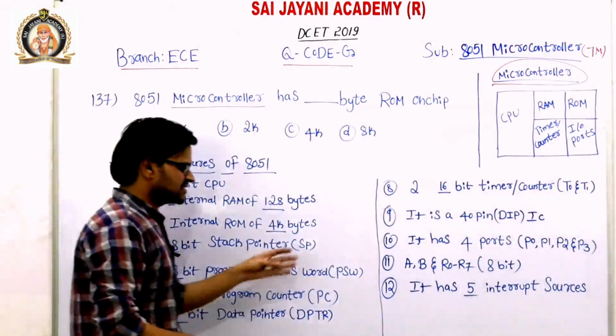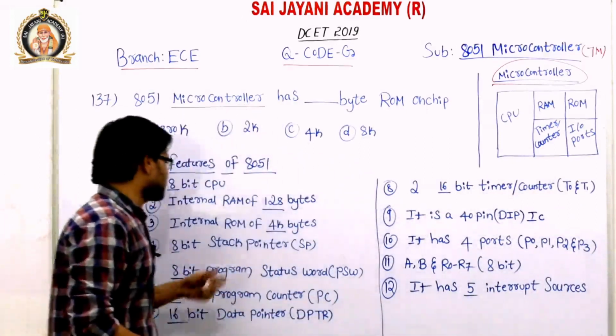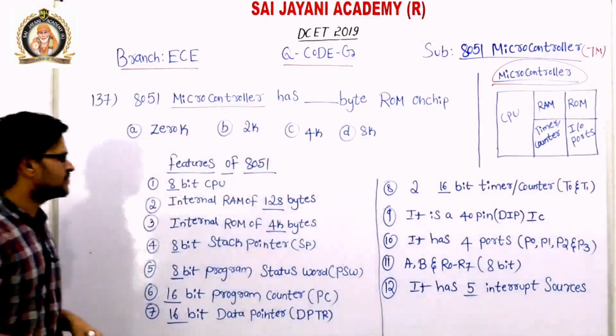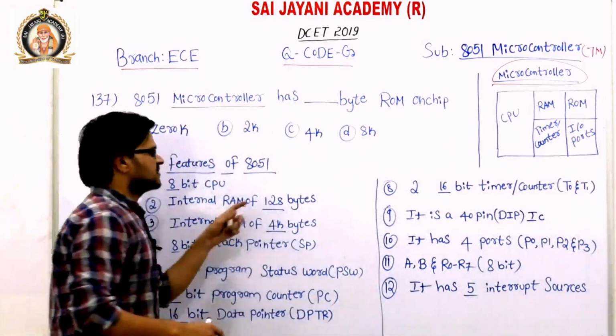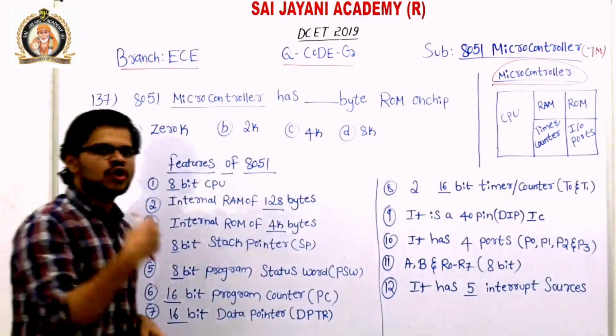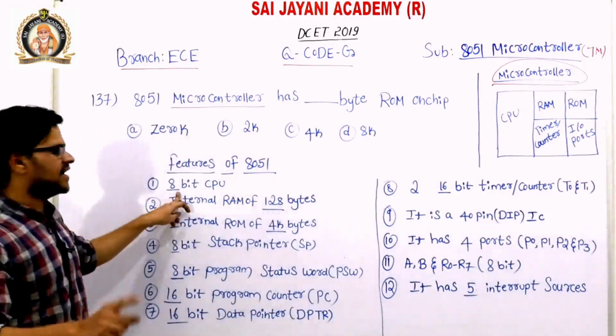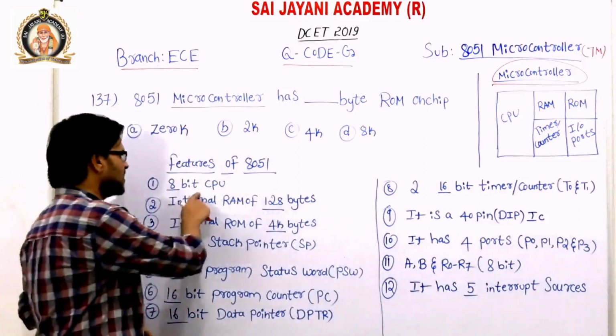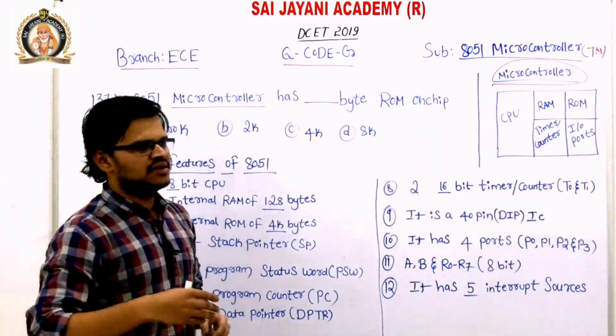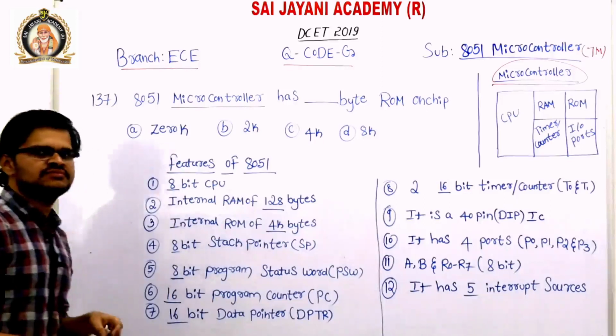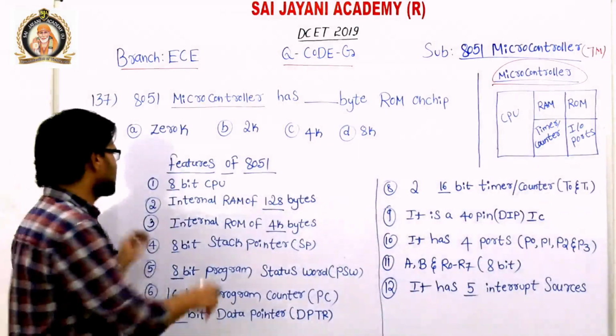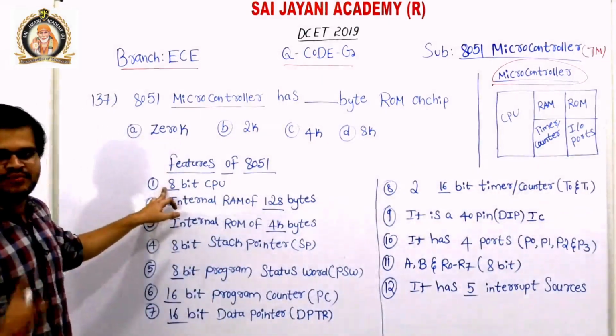I have mentioned some of the features. The first feature is the 8-bit CPU. That means the 8051 microcontroller will do the operation 8 bits at a time. It may be addition, subtraction, multiplication, whatever operation, it will do the operation on 8 bits at a time.